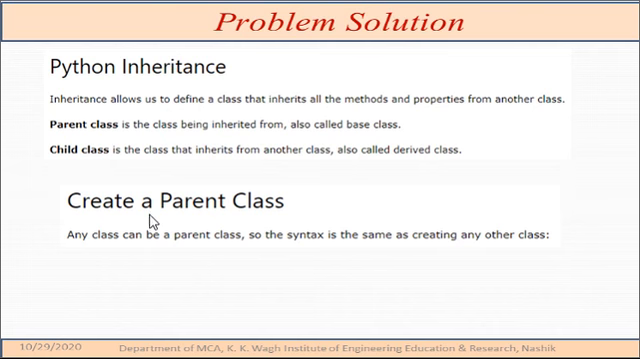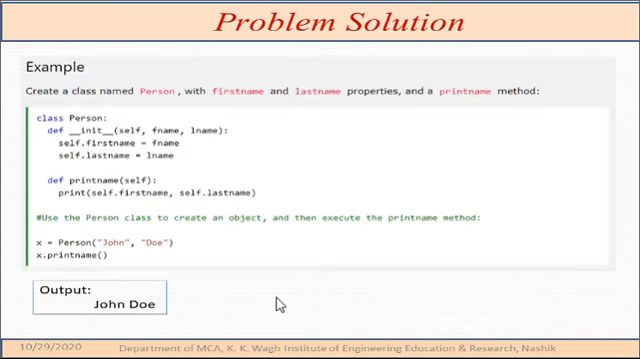Let's see how to create the parent class. For creating the parent class, you have to create a normal class, as in any object oriented program. For example, to implement the inheritance concept, we have considered person information. I have created a class called Person with first name and last name properties, and one method called print name, with the help of which I am going to display the name of the person.